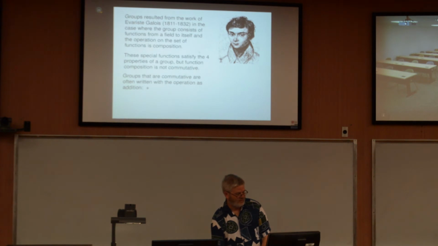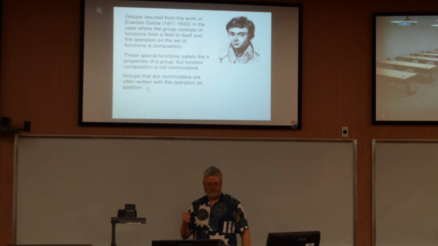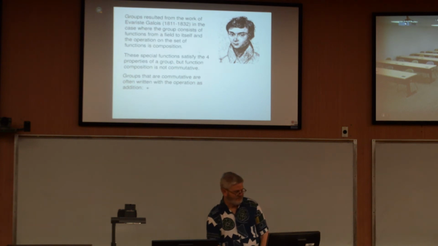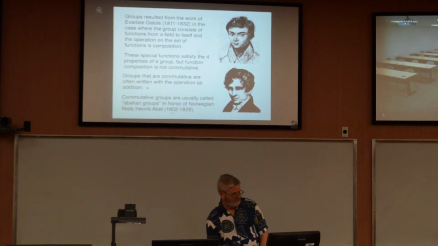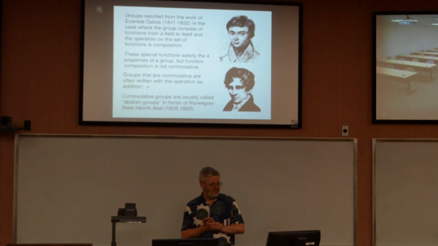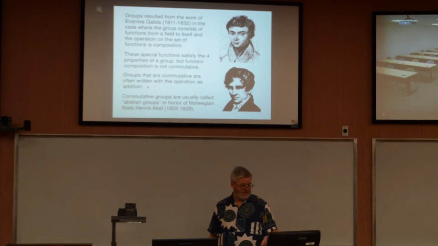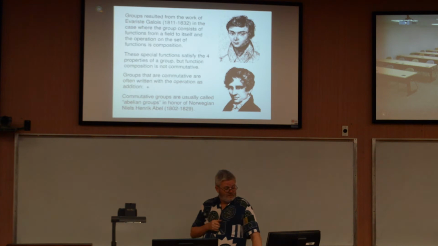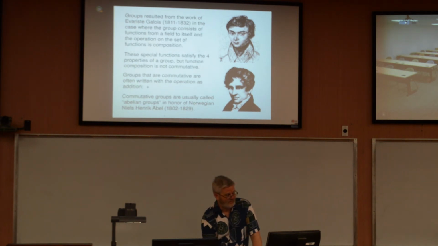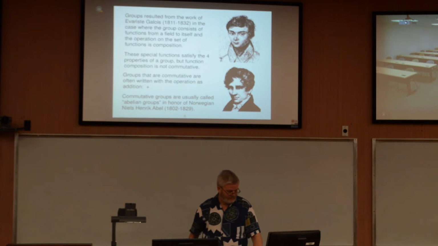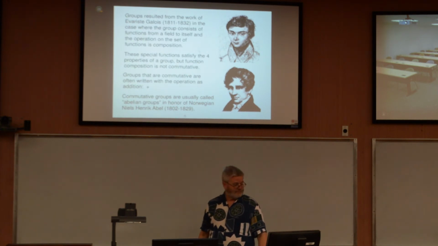Groups that are commutative, you often write the operation as addition, because addition is always commutative in rings. So commutative groups are usually called abelian groups in honor of the Norwegian Niels Henrik Abel, and he also lived for a short time in the early 1800s. So both Galois and Abel didn't live very long in the early 1800s.